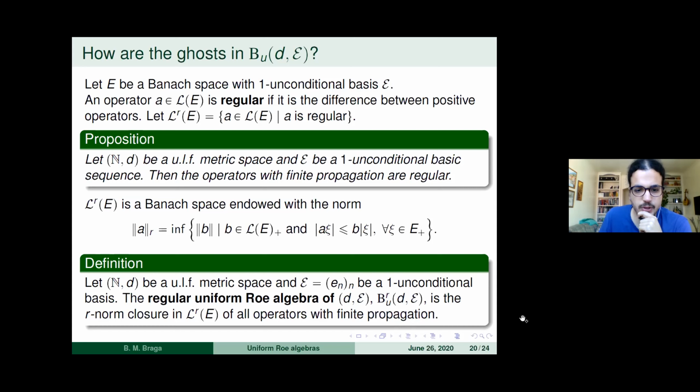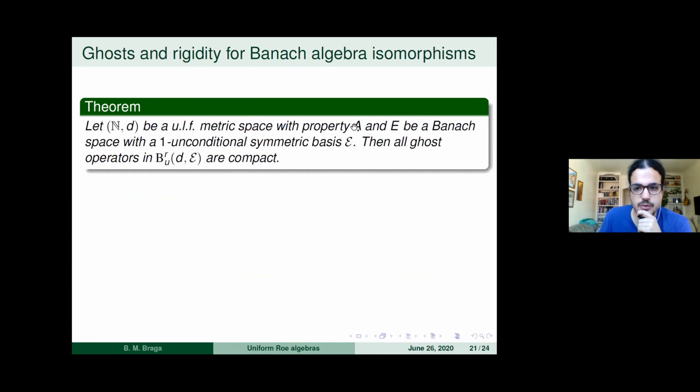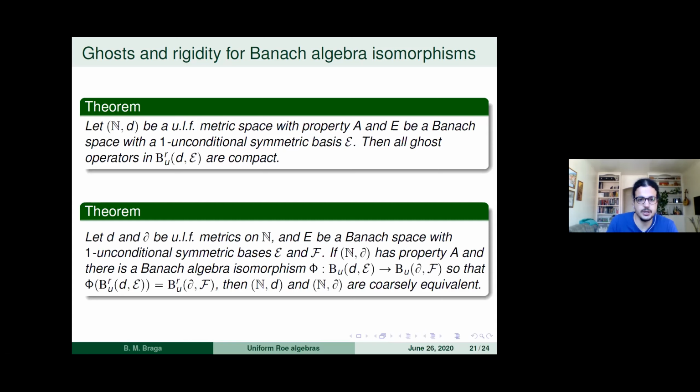And with this new thing, what I can say is, in the presence of property A, all ghosts which are in the regular uniform Roe algebra are compact. I don't know if all ghosts in the uniform Roe algebra are compact. I don't have a counterexample, but I can only prove that all ghosts in the regular uniform Roe algebra are compact. And with that, we can prove this rigidity result: if you have a uniformly locally finite metric space, and now I'm looking only at one unconditional symmetric basis, in the presence of property A, a Banach algebra isomorphism which fixes the regular uniform Roe algebra implies that the spaces are coarsely equivalent.